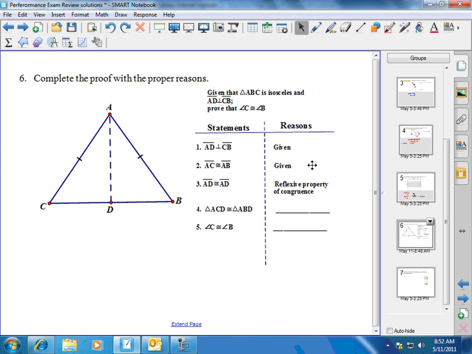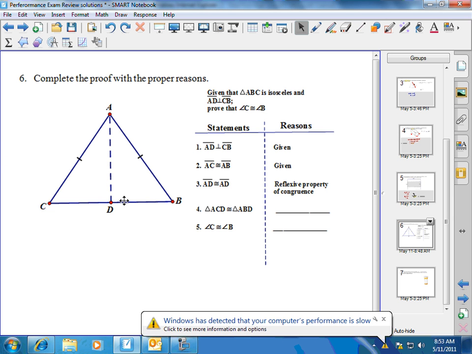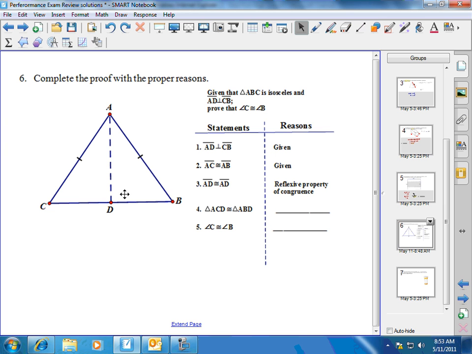So the plan here, I think what we'll do is, this segment AD creates two right triangles out of this isosceles triangle. So if we can maybe show that these two triangles, triangle ACD and triangle ABD, are congruent, then we know that these corresponding angles, angle C and angle B, must also be congruent.